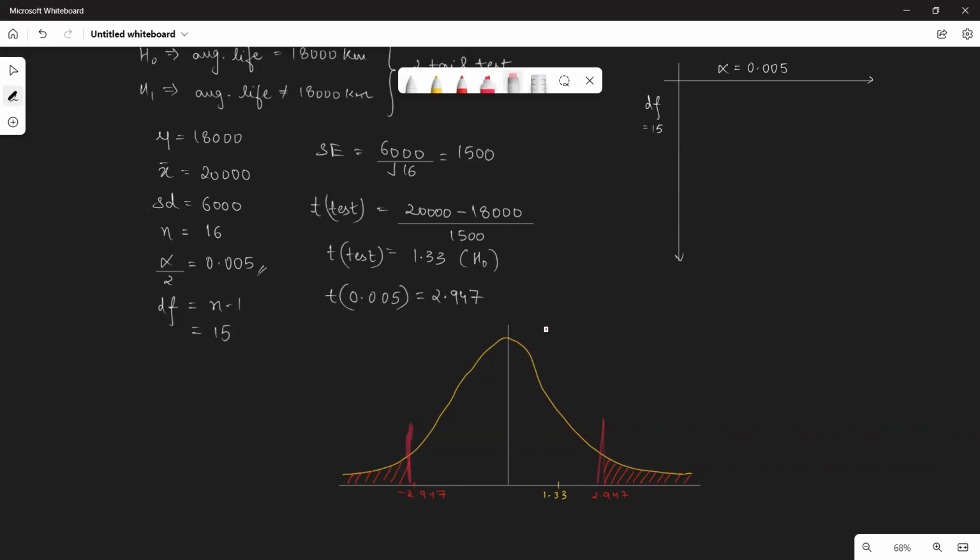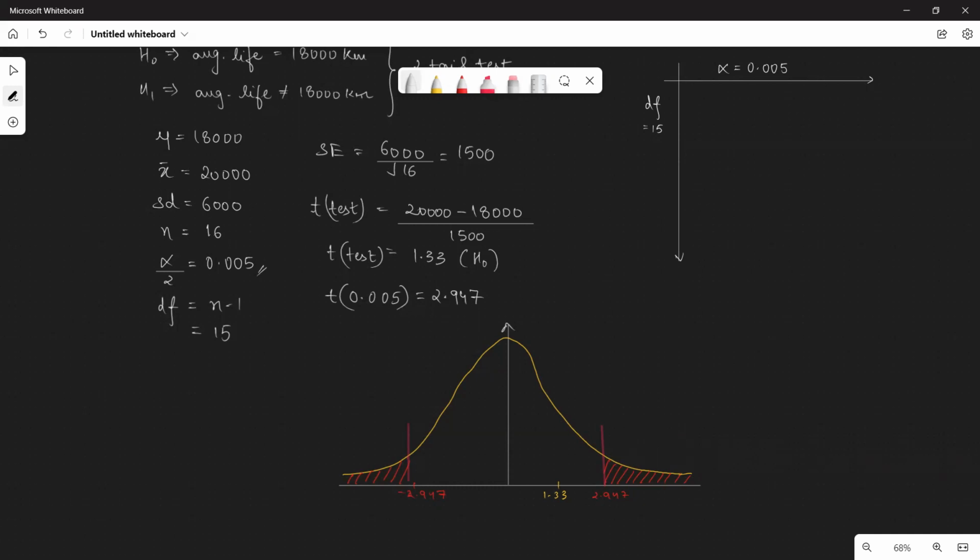So what we will find, because we are not part of the rejection region, that's why we are not going to reject H naught. That means whatever claim the company is making with respect to 18,000 kilometers and all, that is all true. The claim of the company is correct because the value is not falling in the rejection region. It means we cannot reject H naught. This is how you solve questions with respect to t-test.